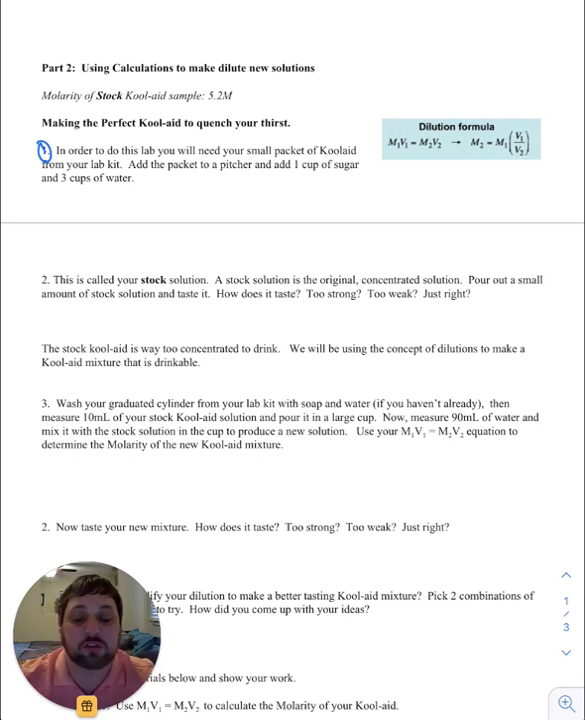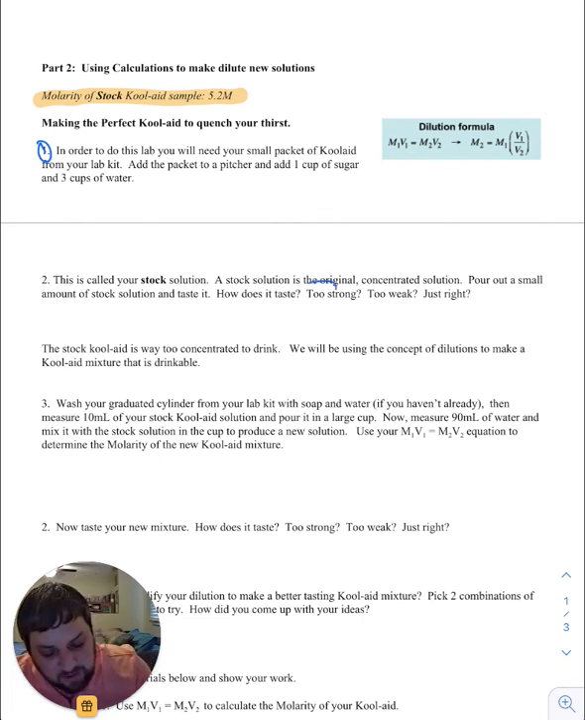So I've had some questions in terms of what is the molarity of that initial solution. Well, it's outlined again right here in part 2. So our molarity is 5.2 moles per liter. All right, so make sure you are following steps number 1 and reading through number 2 to create your stock solution and tasting it.